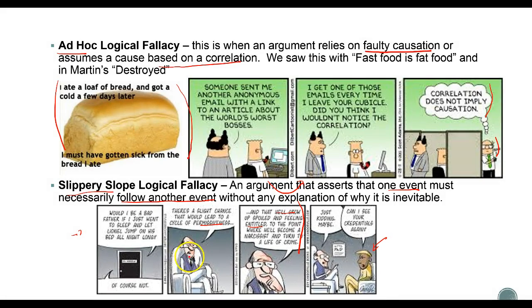So this is the slippery slope. Here he's sort of just assuming that one event will follow the next, which will follow the next, which will follow the next. But we can't make assumptions that far into the future. So this is a logical fallacy.